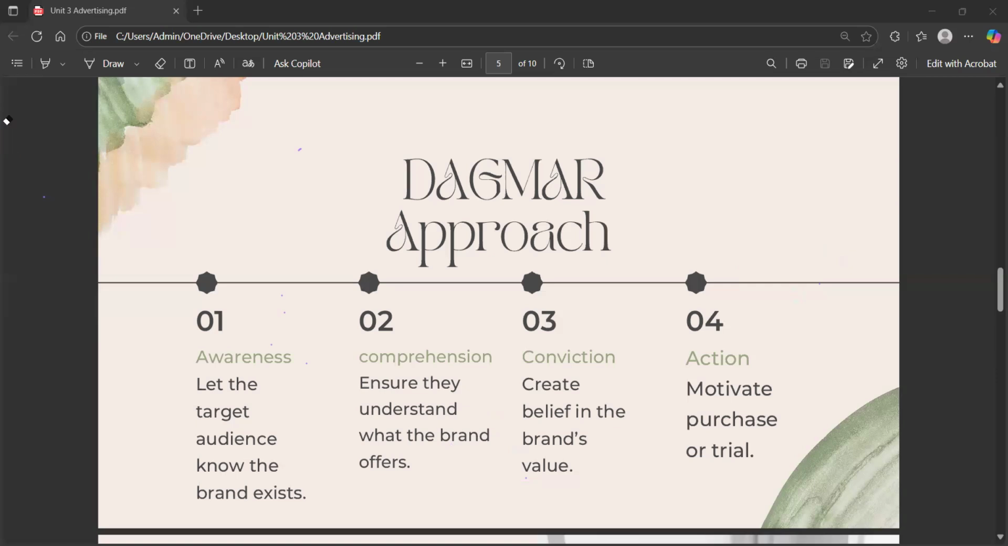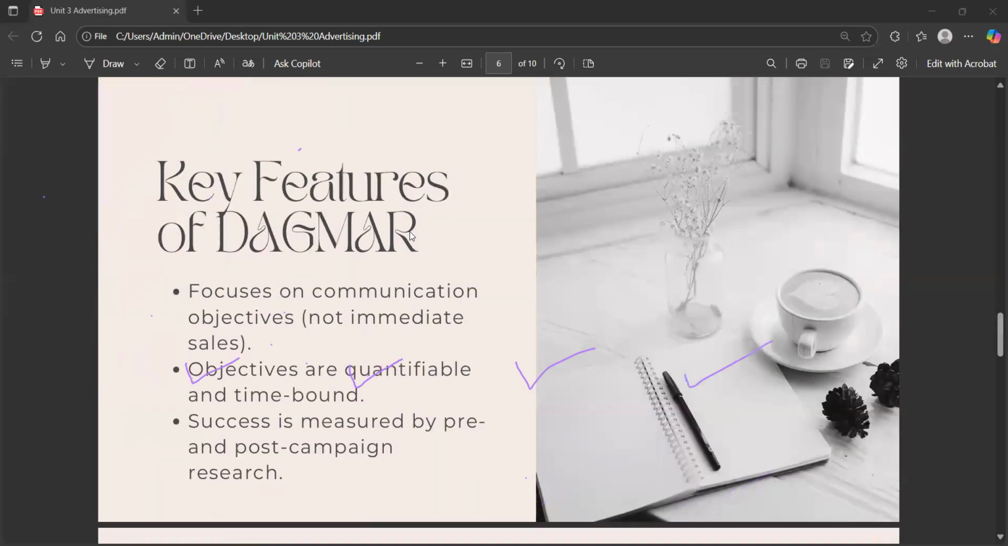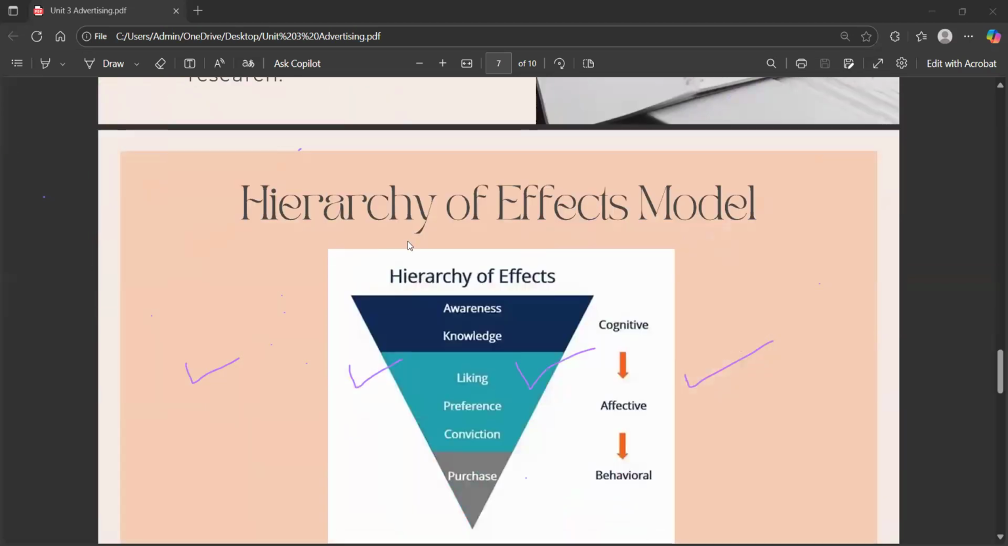Then we have discussed the Dagmar model, in which we see first the awareness stage. Then we have seen the comprehension stage. Then we move further towards the conviction stage, and the last one is the action stage. Then we have seen the key features of the Dagmar model. Then we have seen the hierarchy of effects model.